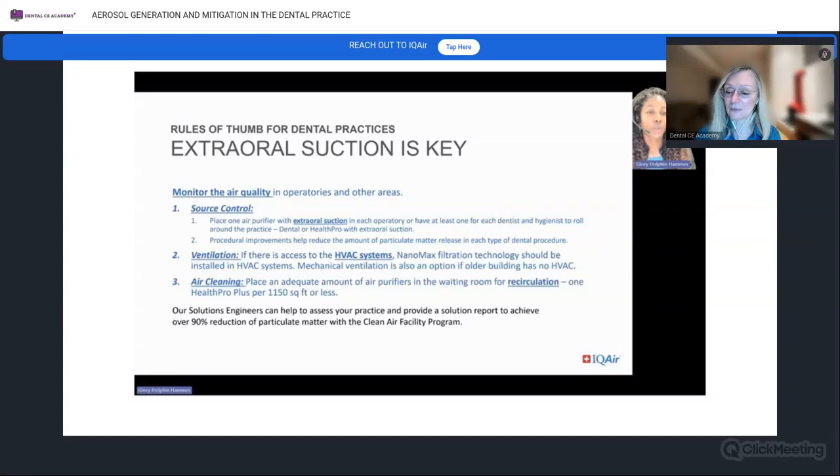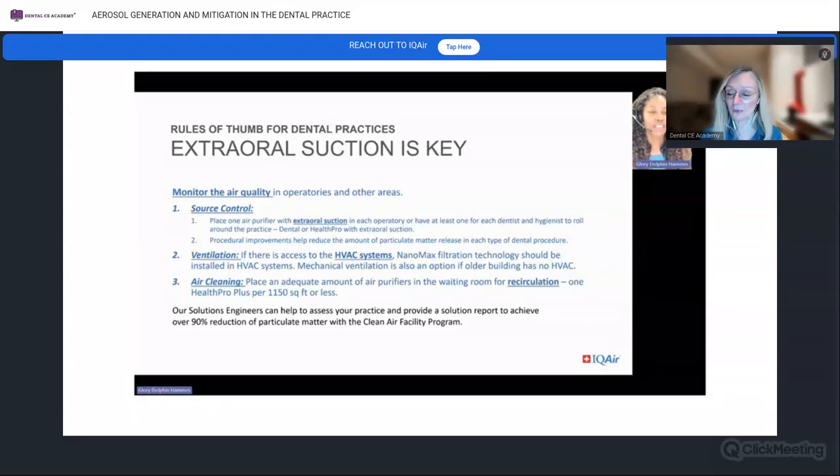Okay, so a rule of thumb is that extraoral suction is the key. We do have procedures that produce aerosolized particulate matter, and it is important that as that particulate matter is being created, it's literally being removed from the air as it's being created. We know that we can do that with a 92% capture rate on the IQAir FlexVac. Procedural improvements also go a long way, so please keep in mind that there are procedural improvements that help minimize the release of particulate matter in your procedures.